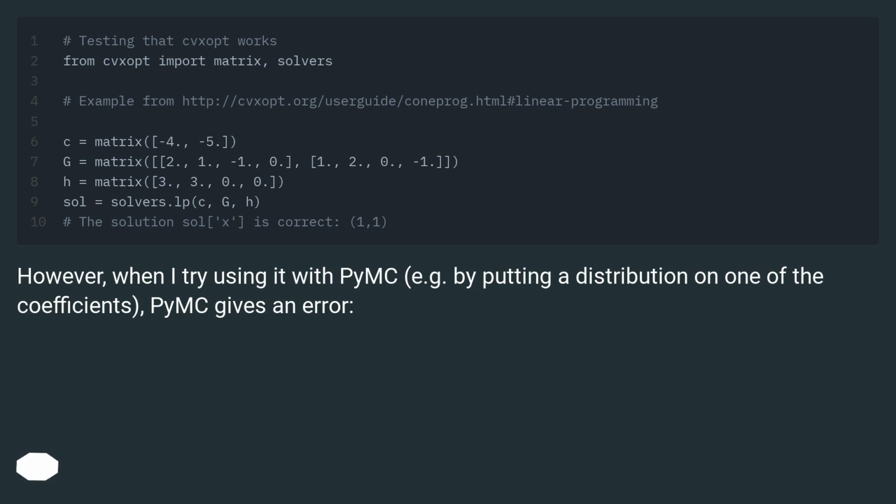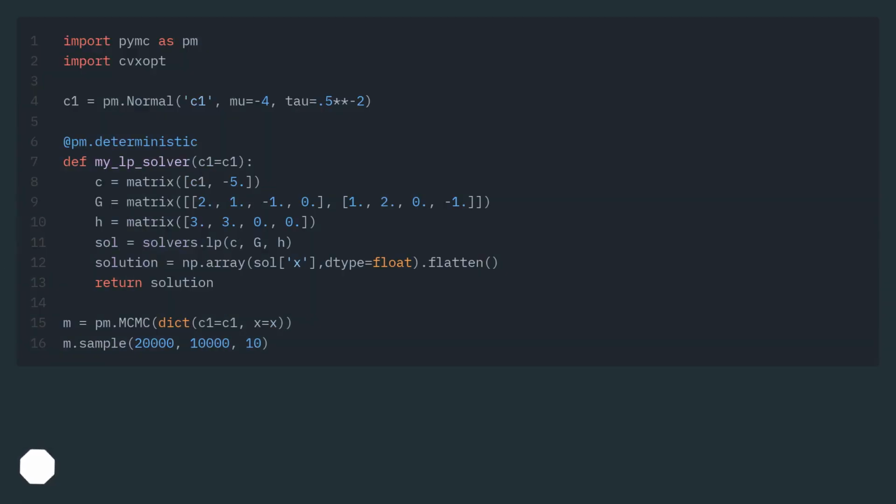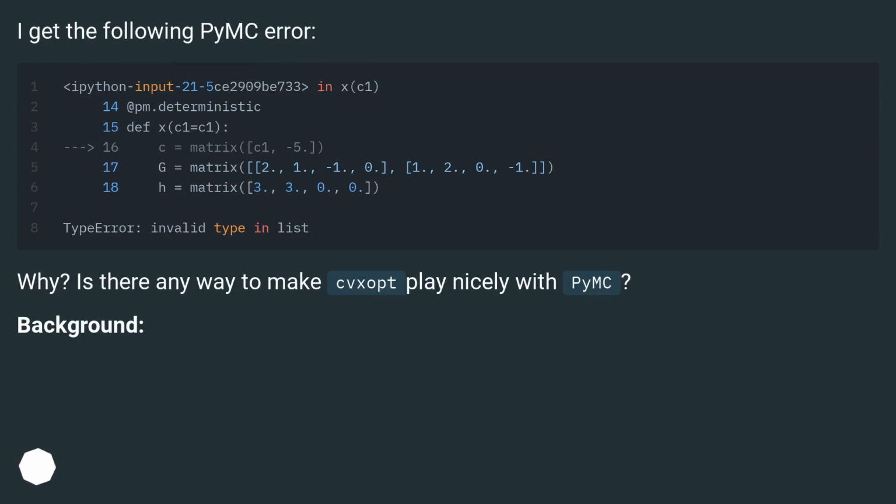However, when I try using it with pymc, for example by putting a distribution on one of the coefficients, pymc gives an error. I get the following pymc error. Why? Is there any way to make cvxopt play nicely with pymc?